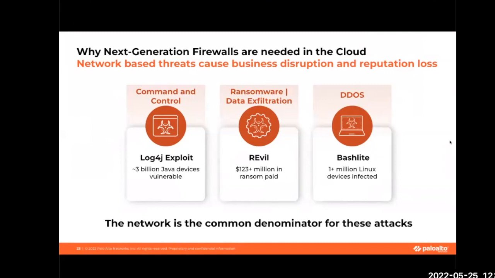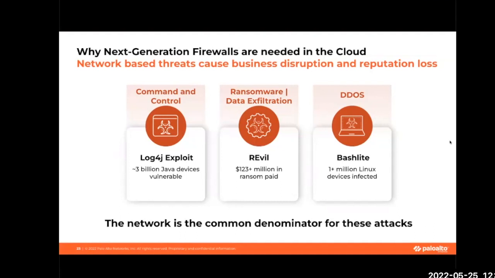And ransomware attacks. REvil, which stands for ransomware evil, is a ransomware as a service operation. It has collected over $123 million in ransom already. And DDoS attacks. Bashlite is a DDoS attack that affected 1 million plus Linux devices. One interesting thing here is that network is the common denominator for all these attacks. And this is why network security is critical in cloud. So how do we protect these workloads using next generation firewalls?